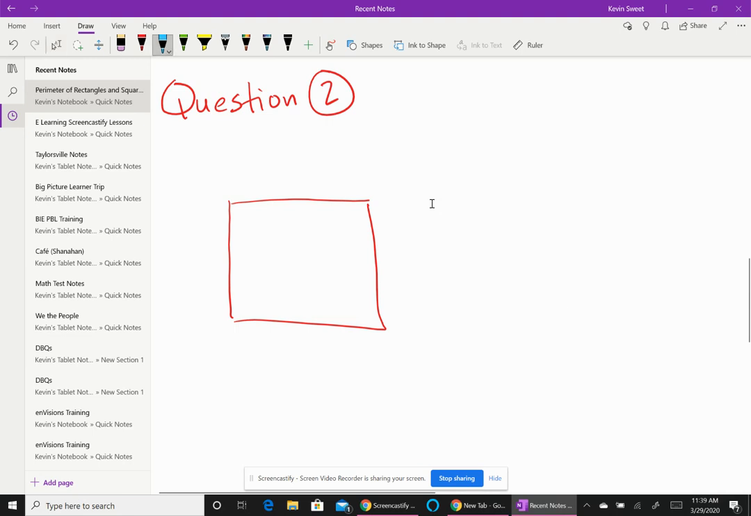let's go ahead and grab our pen over here. We're going to give the width 4 meters, and then our length 4 meters. So the question for question 2 is, what is the perimeter of this square? What is the perimeter of this square?